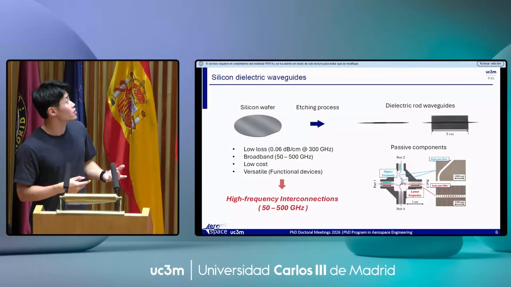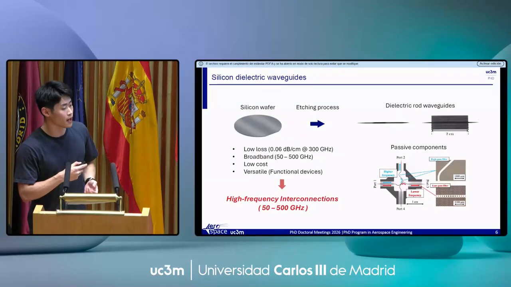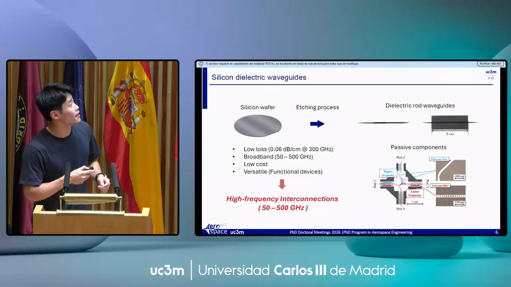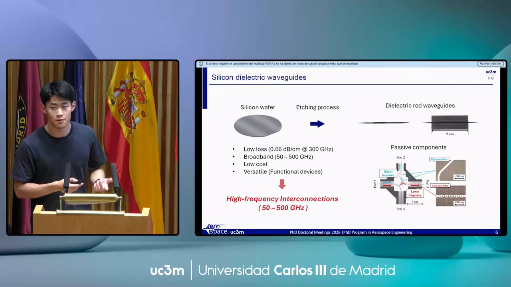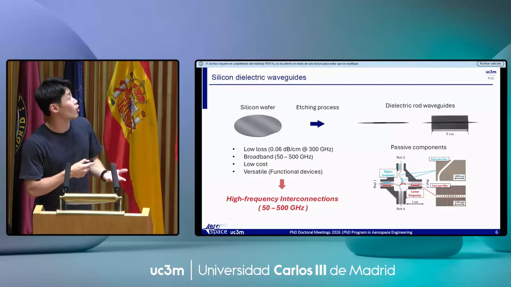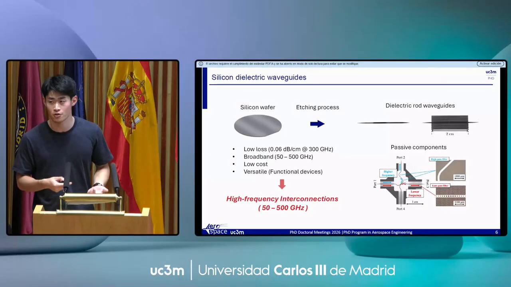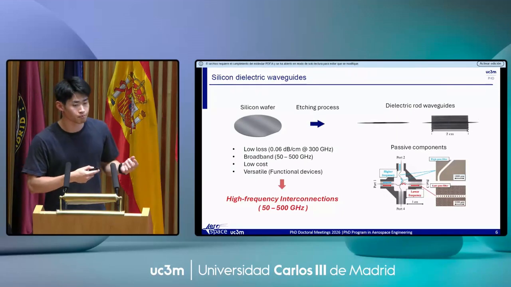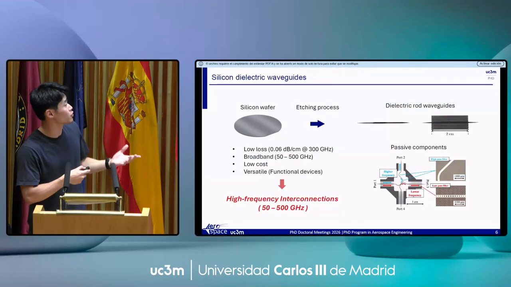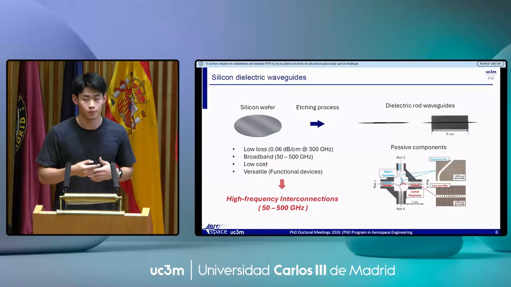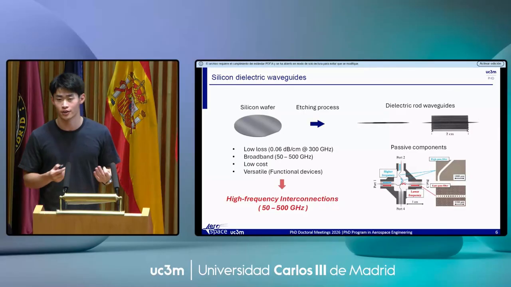Our approach is to use dielectric waveguides, especially using silicon. These dielectric waveguides are easily fabricated using a single etching process, and they are very low cost. They are low loss, broadband, and versatile for developing functional devices such as filters and splitters. So they are quite suitable for high-frequency interconnections, and we are developing devices and systems based on a silicon platform.